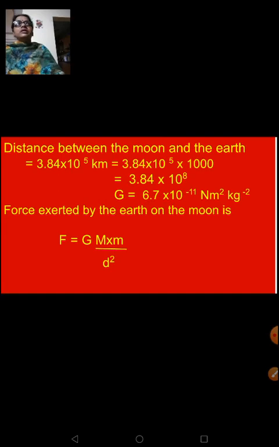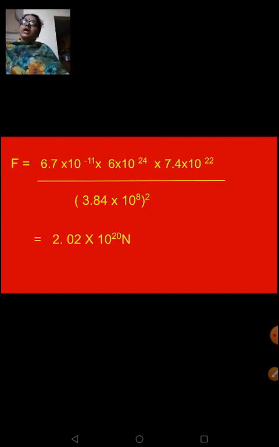That should be written as whole square, because the formula tells it as d square, or you can take it as r square even. Okay, so when you substitute all these values in the formula, that is 6.7 into 10 raised to minus 11 into 6 into 10 raised to 24 into 7.4 into 10 raised to 22 upon 3.84 into 10 raised to 8 whole square, it will give you 2.02 into 10 raised to 20 Newton. Newton is the unit used for force. For weight also you have to apply the same unit.